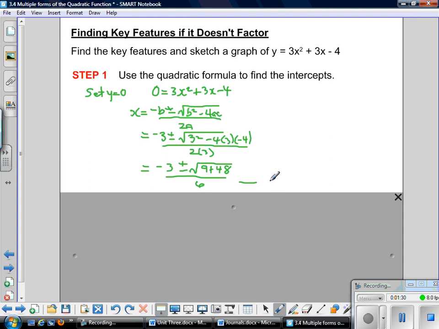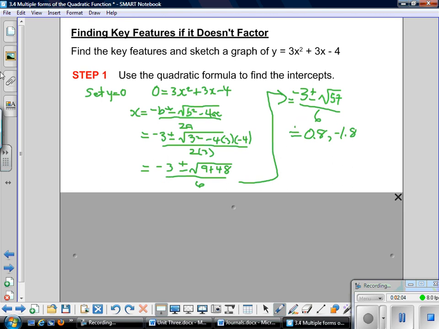Now when we do this, what we end up with is negative 3 plus or minus the square root of 57. Now the thing is, 57 isn't a perfect square. So that tells you right there you couldn't have factored it. So what we're going to do is take an approximate root of the square root of 57, and we would end up with 0.8 and negative 1.8. Okay, so again, these are approximate for our x values.